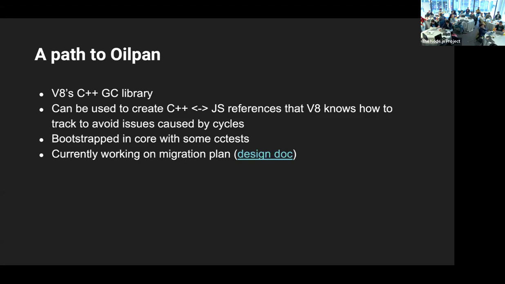One possible path to prevent this from happening again is to make use of the C++ garbage collection library provided by V8, because you can use it to create C++ cross-layer references that V8 understands. If you somehow have to create cycles crossing the layers, and you use the primitives provided by V8, V8 can garbage collect it just fine. It's currently bootstrapped in core with some cppgc tests.